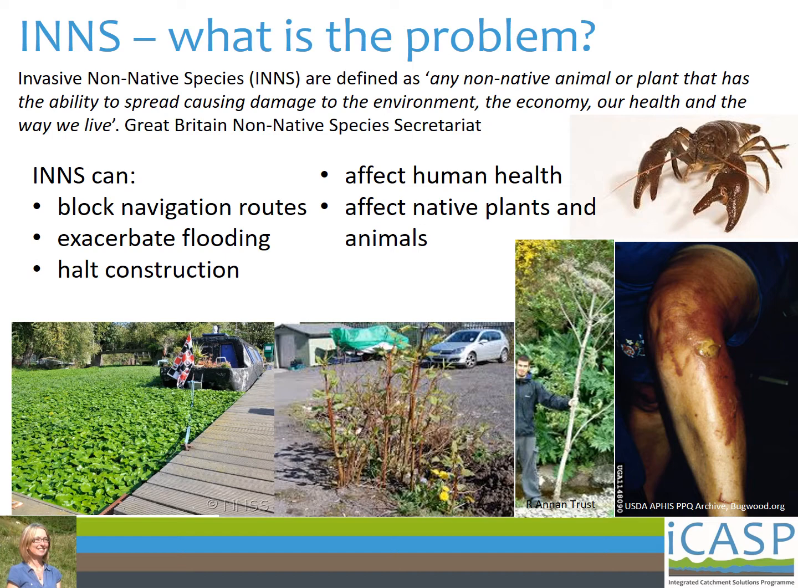The tall plant on the right here is giant hogweed, and it can cause nasty skin burns if people touch it and get sap on their skin. And these burns react to light and can recur throughout your life. And invasive species can also affect native animals and plants. So the signal crayfish, an invasive species, is driving extinct our native white-clawed crayfish.